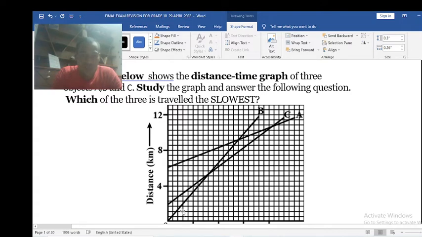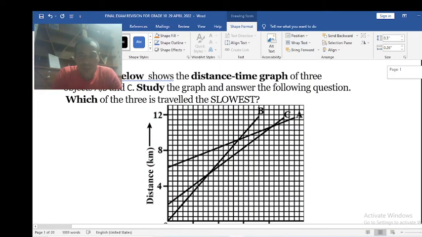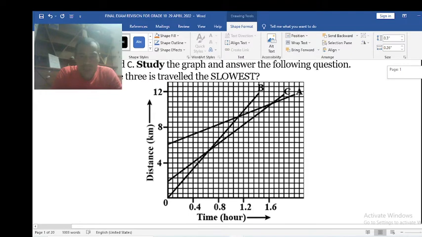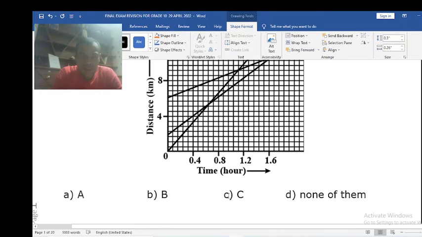Also, this second one has the slowest gradient. And you can calculate it here to find the gradient. So the correct answer should be C. The graph C, this is the correct answer.